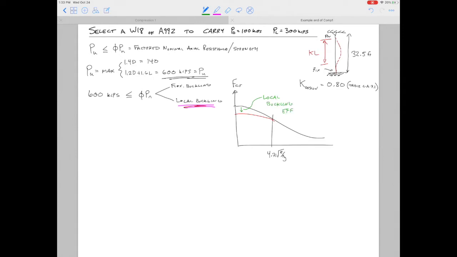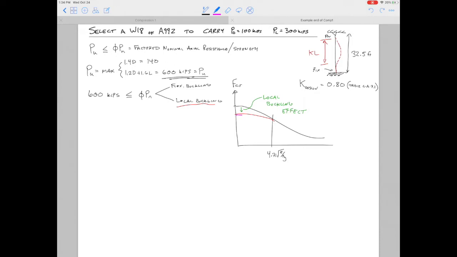And so this decrease was kind of the local buckling effect, right? This is the effect of local buckling if we compare them all in one graph. If we compare the two different limit states, flexural buckling and local buckling, in one graph, we see them here. Local buckling typically will only come into play when we're in the inelastic zone, the inelastic flexural buckling zone. Okay, so what does all that have to do with design?